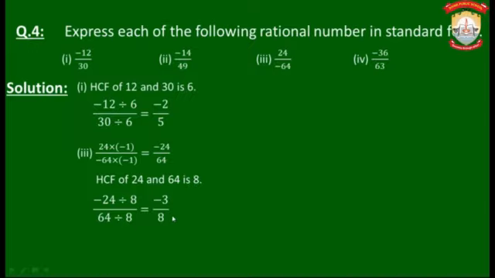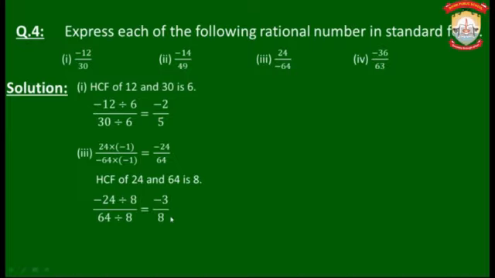Here also, we can see that there is no common factor of numerator and denominator. Also, the denominator is positive. Thus, minus 3 upon 8 is in its standard form.